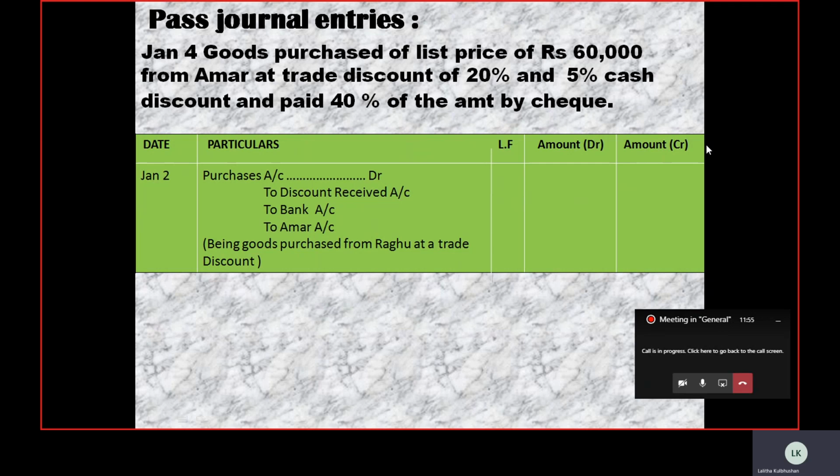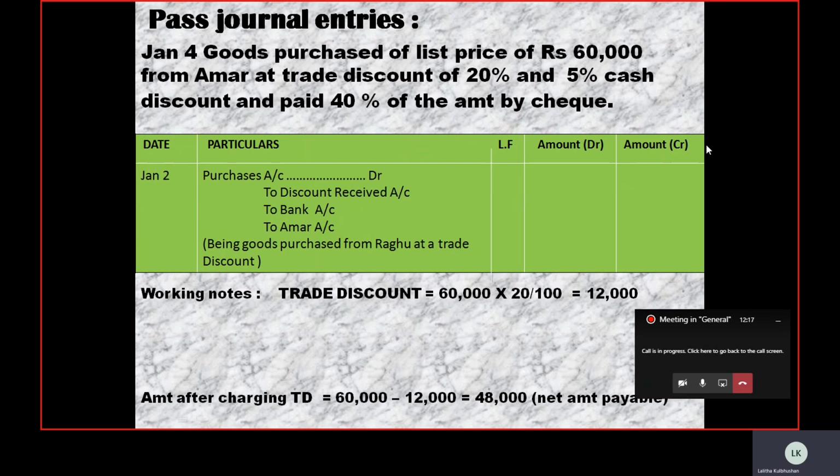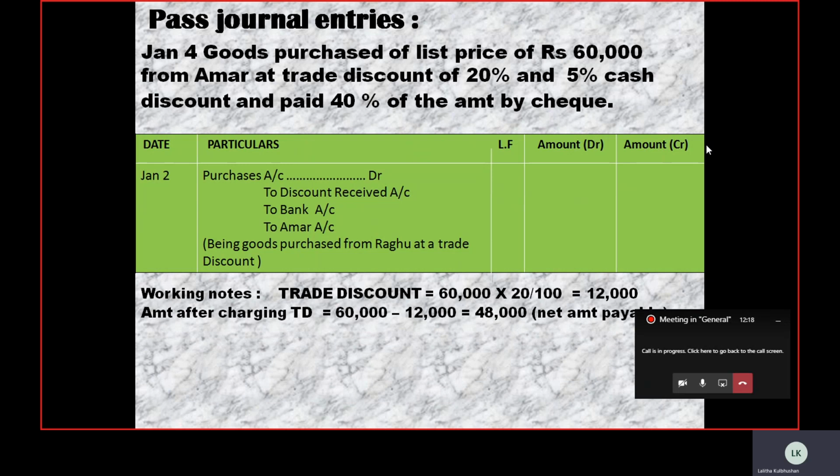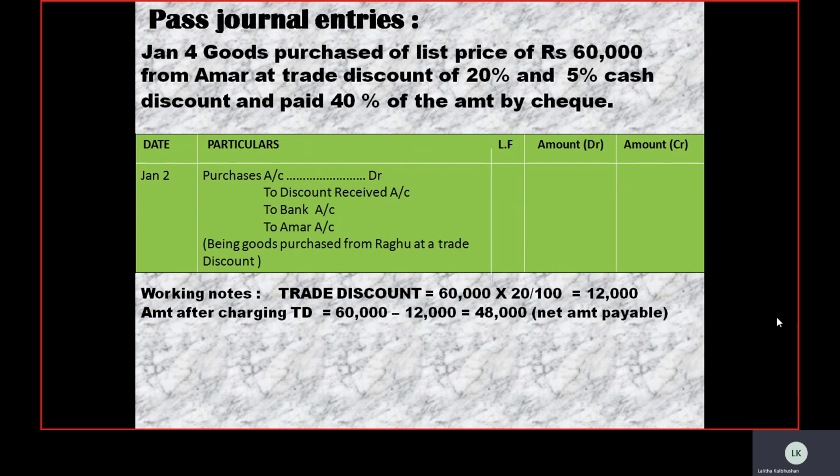Now let us see how to substitute the amount here. So what calculations are required for that? That's what we are going to discuss here. The first thing, as you know children, we are supposed to exclude the trade discount. So we calculated the trade discount on the list price: 60,000 into 20 upon 100. So the value of the trade discount we got here is 12,000. Therefore, what is the amount after charging the TD? 60,000 minus 12,000 is equal to 48,000.